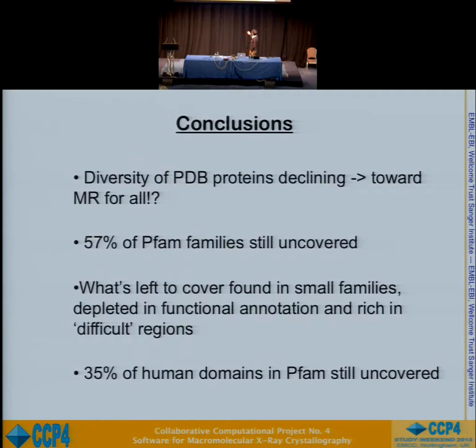There's a large portion of PFAM families that are not covered yet. What's left is, however, enriched in small families, depleted in functional annotation, and rich in difficult regions. So they are sort of complicated families, many of them. On the other hand, we saw that 35% of human domains in PFAM are still uncovered, and again, maybe at some point we'll have to tackle these in one way or the other. Maybe not structurally, maybe just the functional characterization.